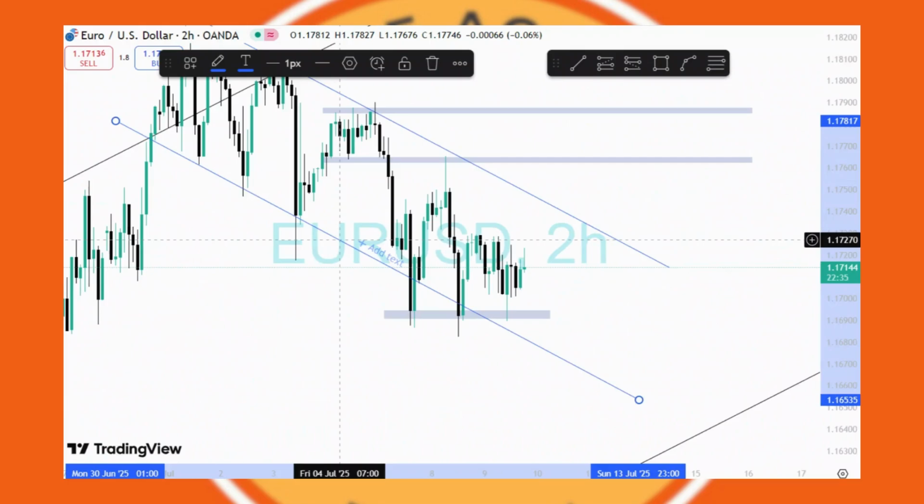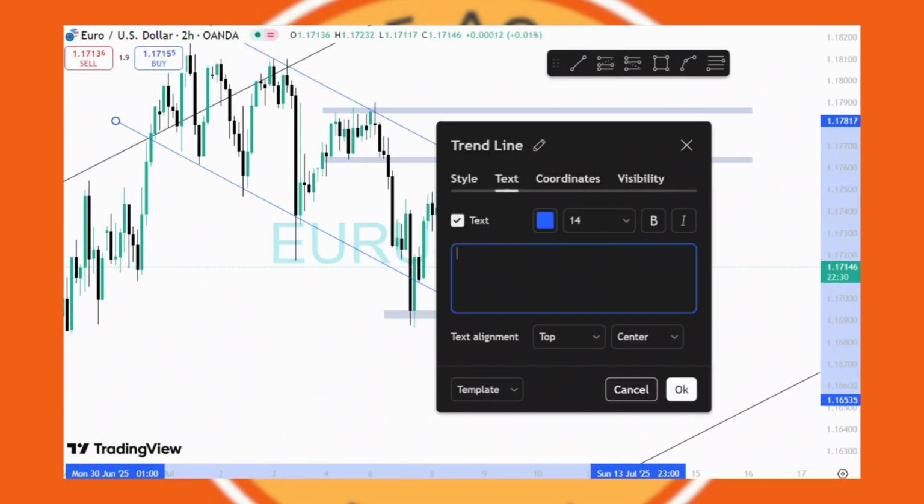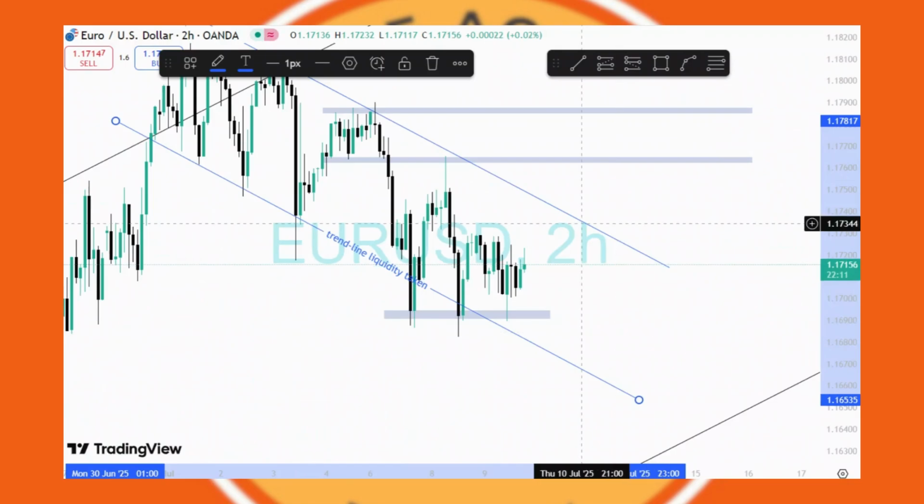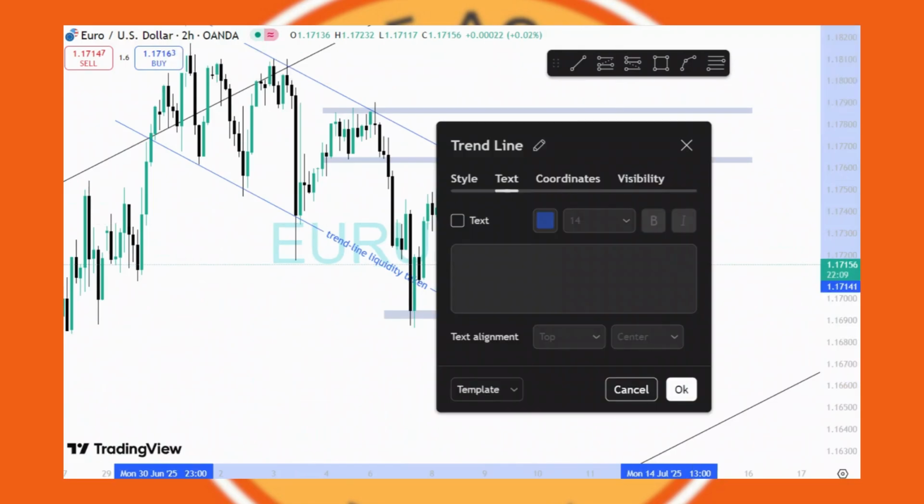Let me just edit this and clarify it. Trendline liquidity taken. This is trendline liquidity hanging.